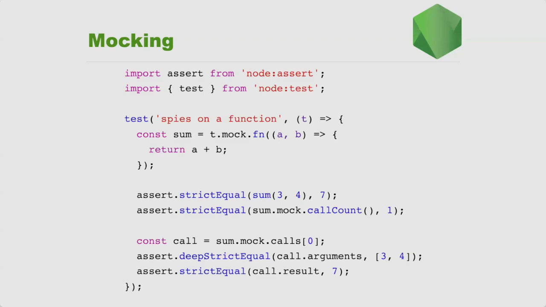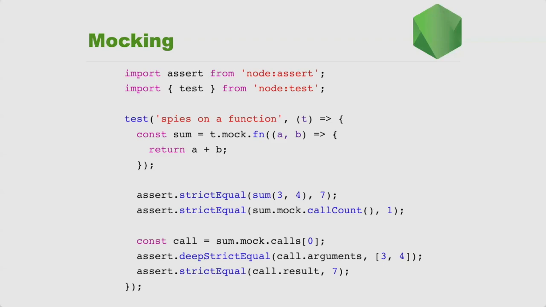So this is what that would look like. If you wanted to use the global one, you would just import mock from node test. If you want to use the context one, you use t.mock. Other than that, the APIs are the exact same. So in this case, we're mocking a function that adds two variables together. It'll return the mock function in a variable called sum. And then you can see we can perform assertions on that. So if I do sum 3 and 4, we would expect the result to be 7, which it is.